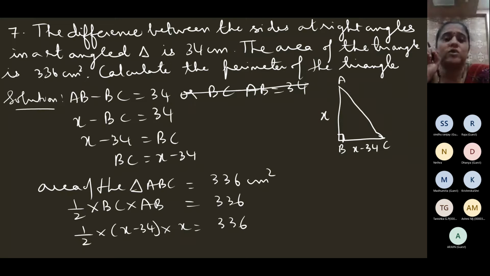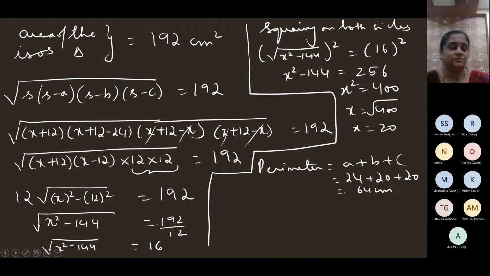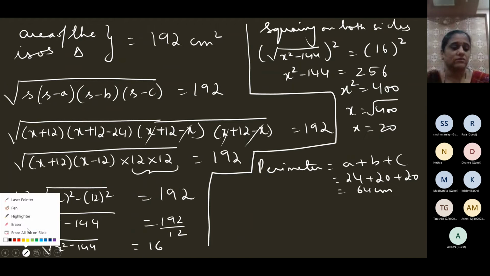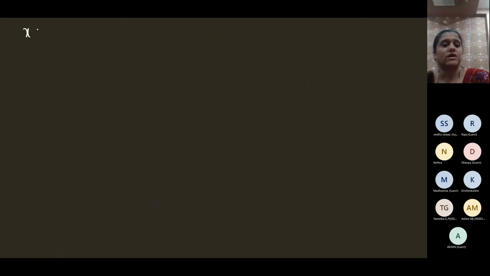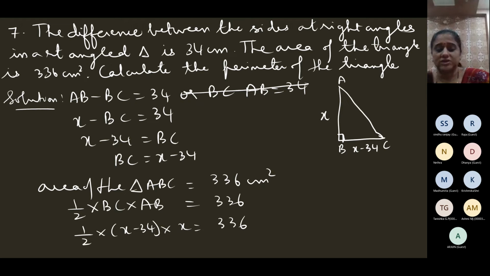We can't use Heron's formula here because we don't know all the three sides. But since it's a right triangle, you can use the formula half base into height. So half base into height is equal to 336. Half into BC into AB is 336. Substitute. So we have X into X minus 34 is equal to, cross multiply, 336 into 2.